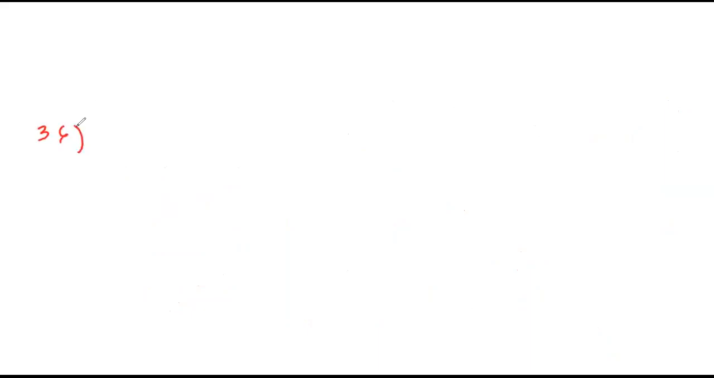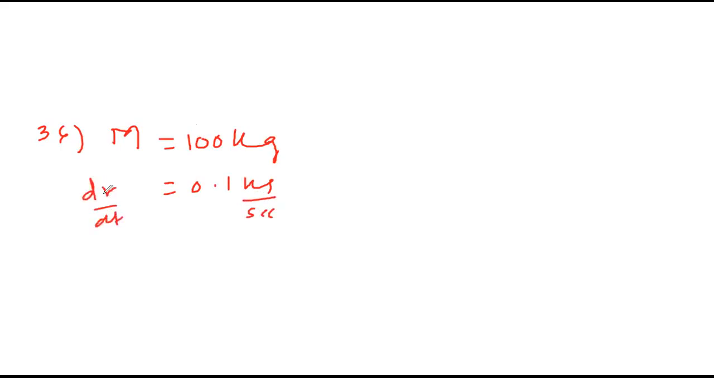Sum number 30. A rocket of mass 100 kg burns 0.1 kg of fuel per second. That means dm by dt of gas is given. If the velocity of exhaust of the gas is 1 kilometer per second, then it lifts with an acceleration of how much, that rocket?